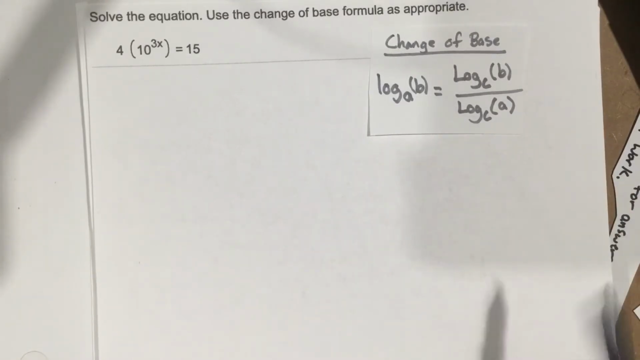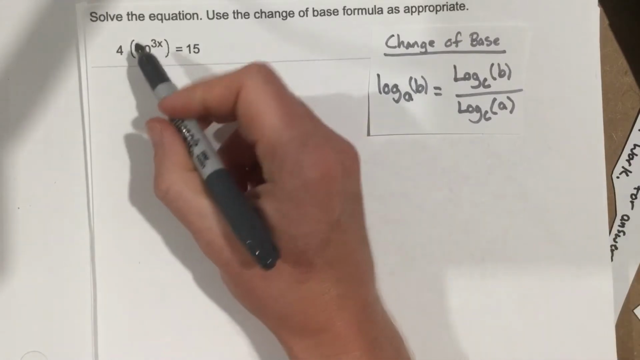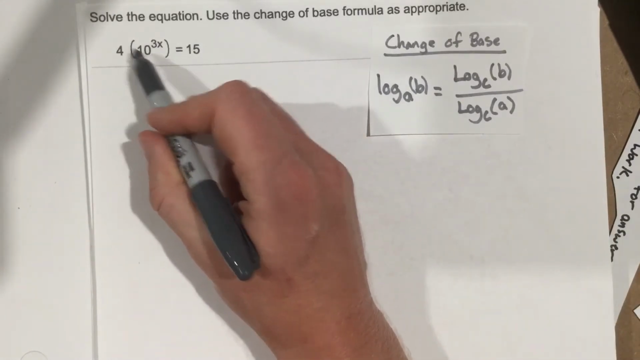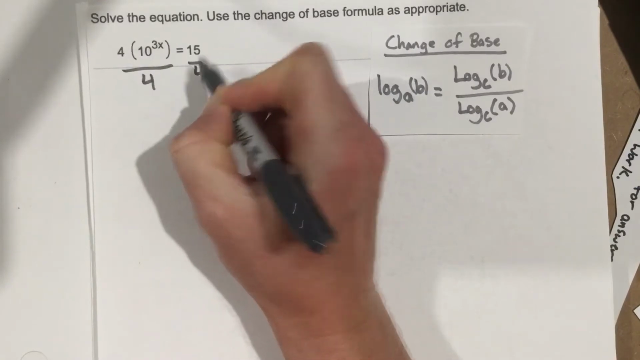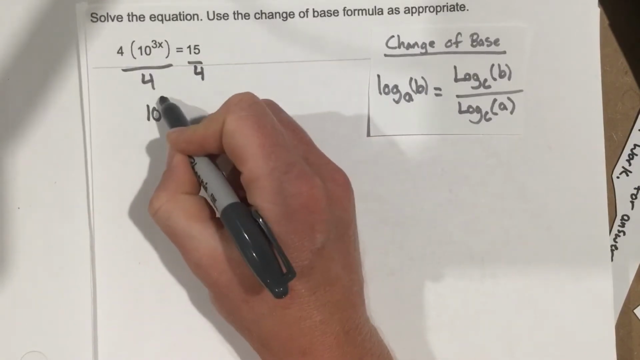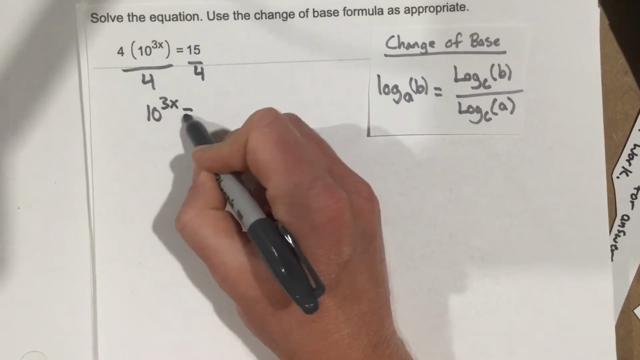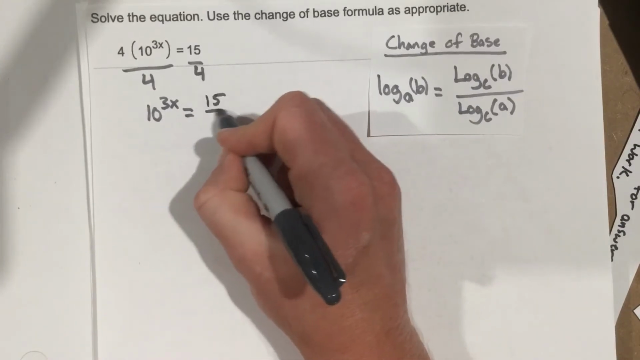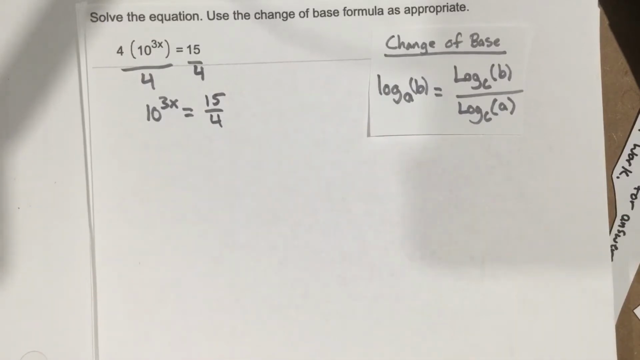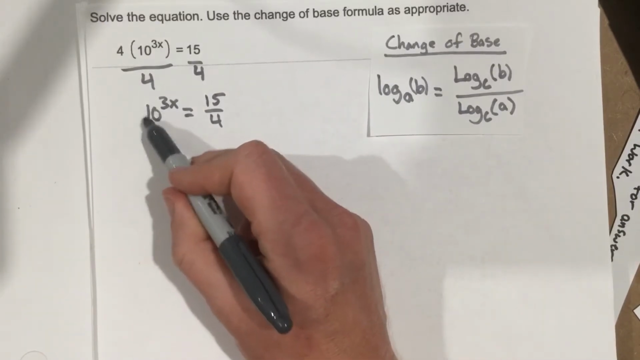All right, let's just go through and start solving this. So the first thing I want to do is I see I have a multiplication. I'm going to divide by 4 on each side. So I get 10 to the 3x equals 15 over 4, and I'll just leave it as 15 over 4, no decimal.